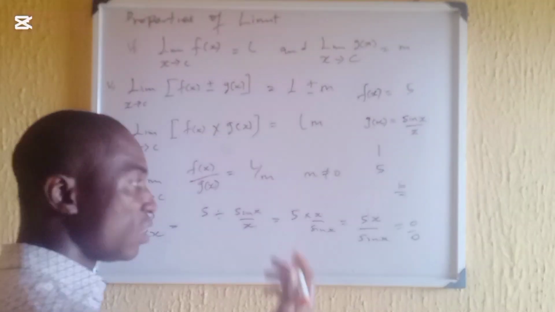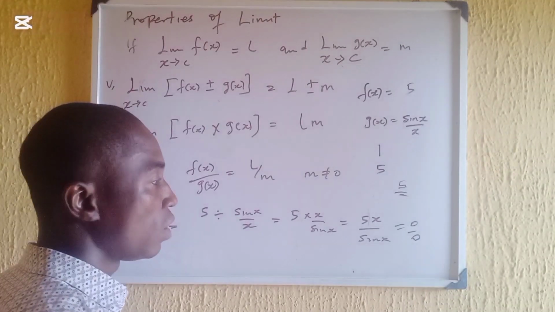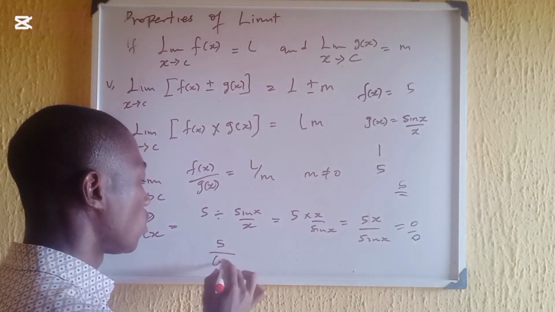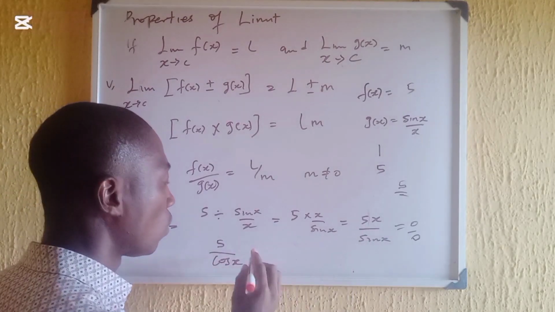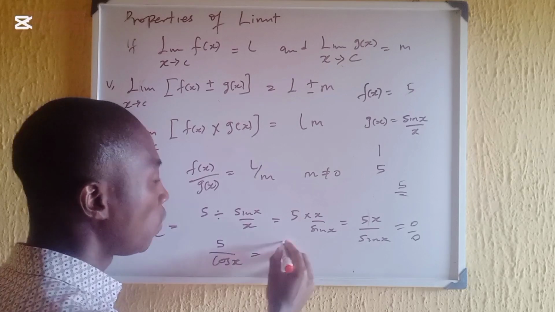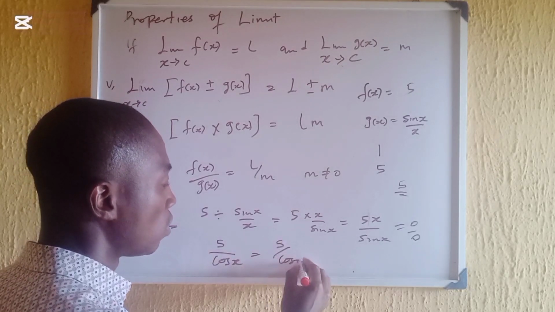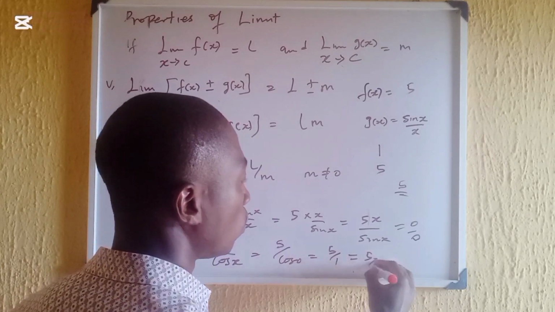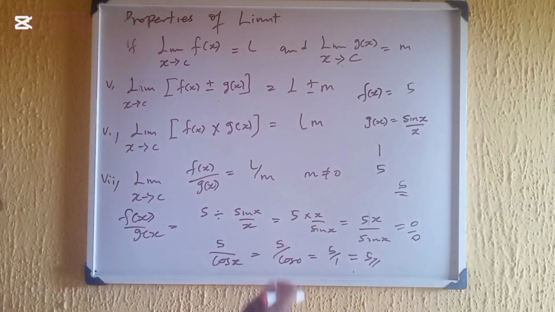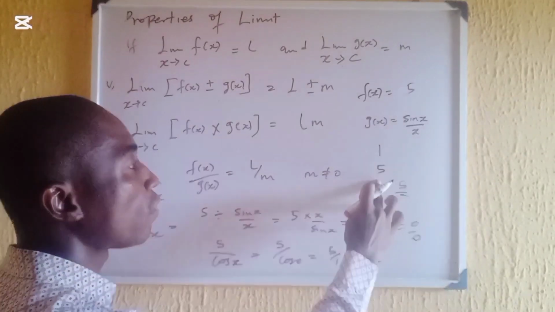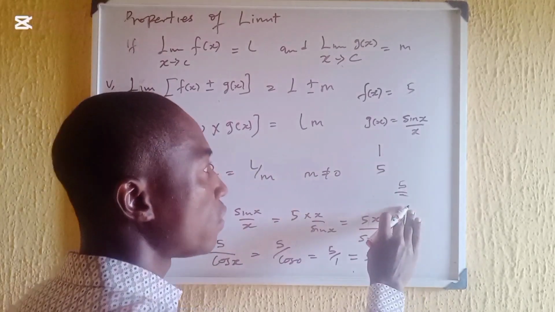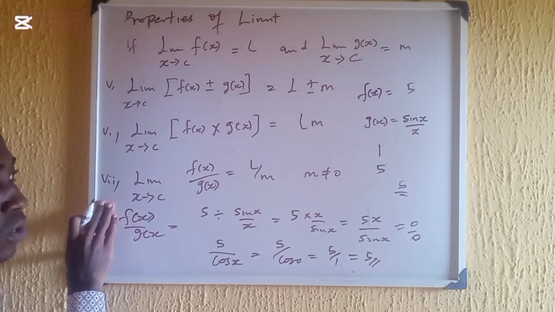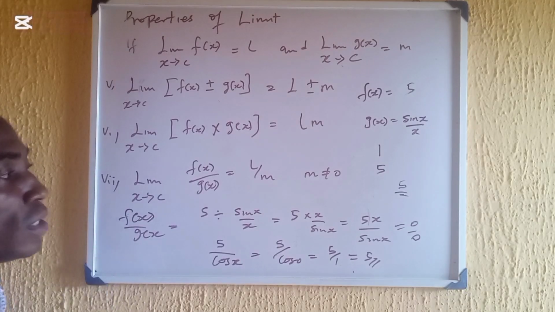What do we do? Differentiate the numerator and differentiate the denominator. That gives us 5 for the numerator and cos x for the denominator. So substituting again, we have 5 over cos 0, which is 5 over 1, which is equal to 5. So we would have achieved this just by dividing 5 by 1, and that gives us what? 5. You can see that the seventh property is correct. So these are the properties of limits.